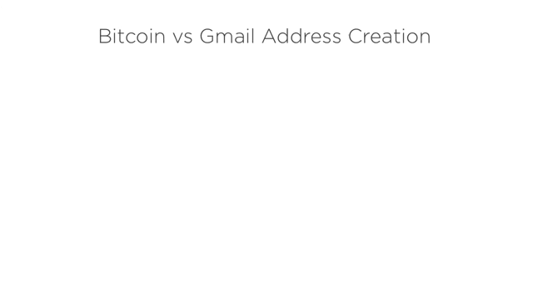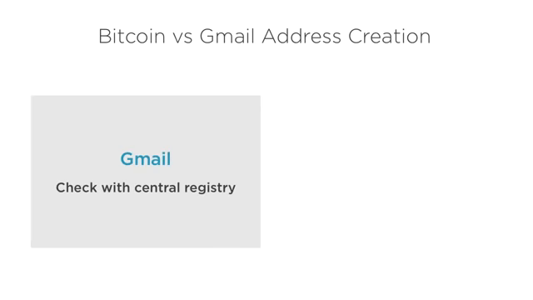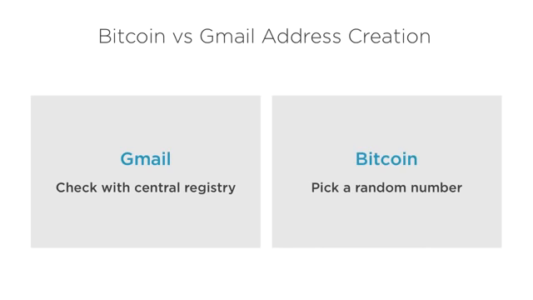Compare the process of generating a Bitcoin address to signing up for an email address at Gmail, for instance. On Gmail, I have to check with Google to see if an address I want, like scott@gmail.com, is available. On Bitcoin, I just picked a random number and ran some commands that transform it into an address. I didn't check any central service or even the Bitcoin network to see if that address was already in use.